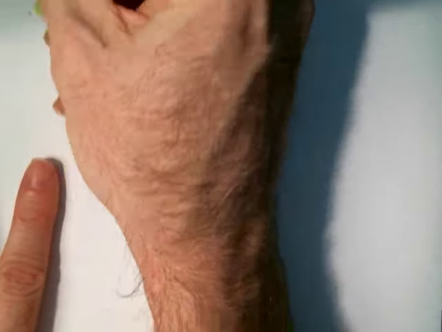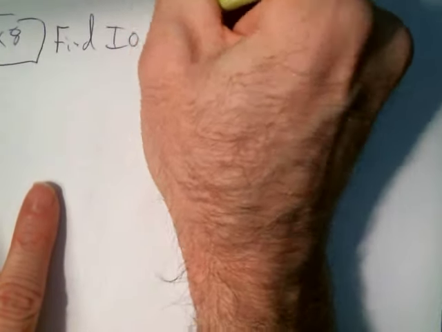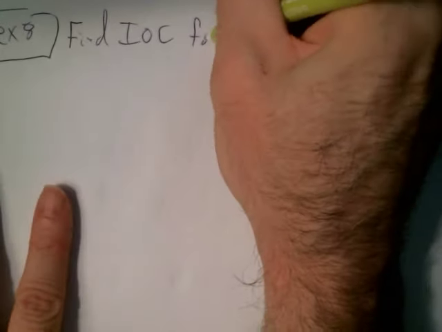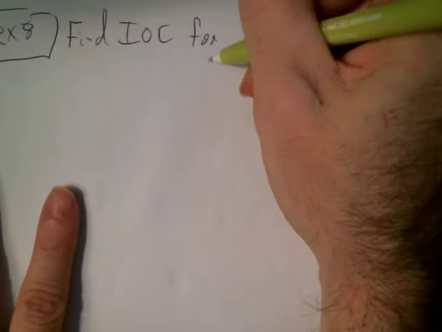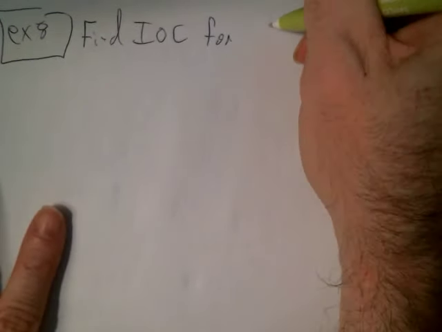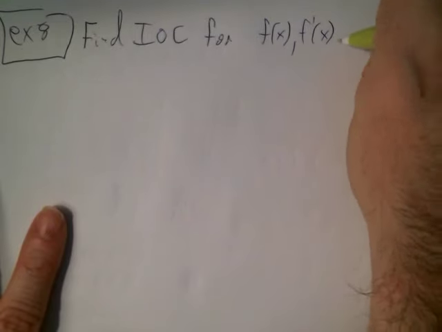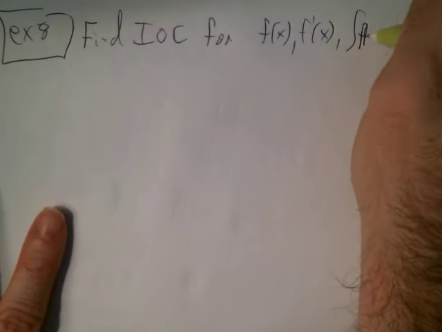Right. So let's go through one of these problems. They can be kind of long, so it'll give you basically 4 subsections for each question. This is example 8. We want to find the interval of convergence for the function, its derivative, and its integral. Okay, so for f of x, f prime of x, and then the integral of f of x.